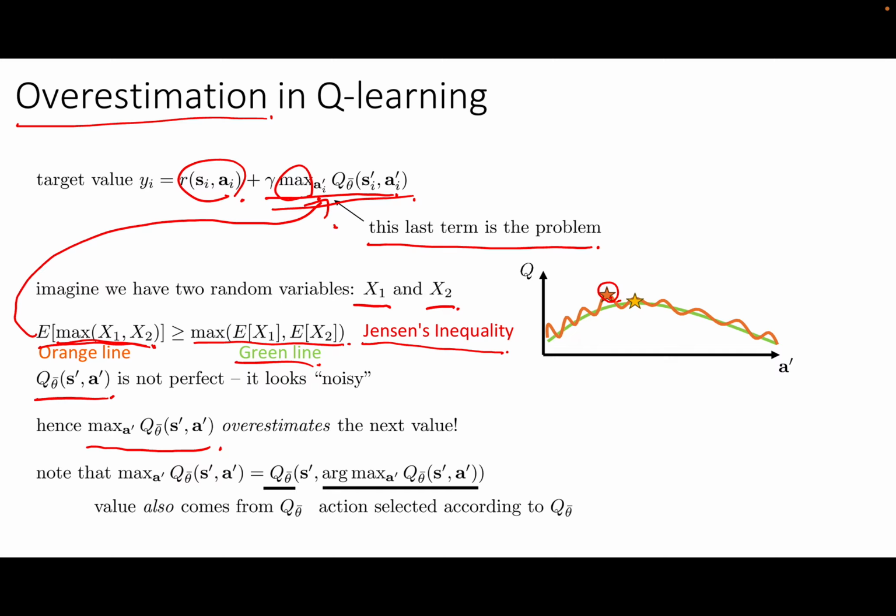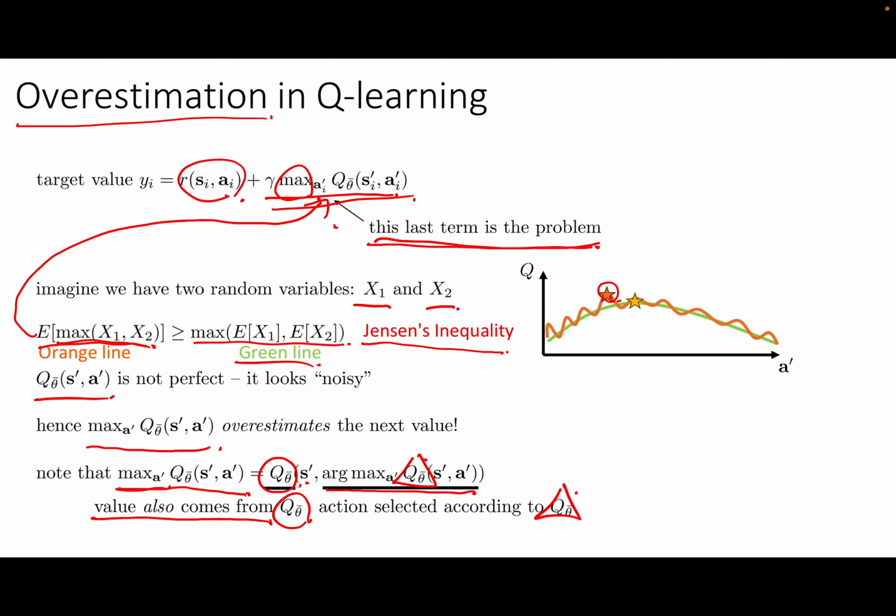Here, the tricky thing is this max over A prime of Q theta bar at S prime, A prime. We can rewrite this because the state is already decided, and then the max over A prime can be plugged in here. The tricky thing is that the Q value is also from Q theta bar, but the action selected is according to Q theta bar as well. That is the tricky thing. So the last term in the Bellman equation is the problem.